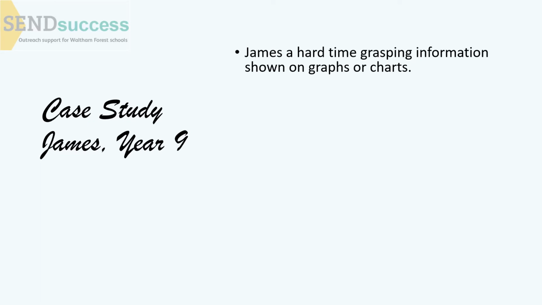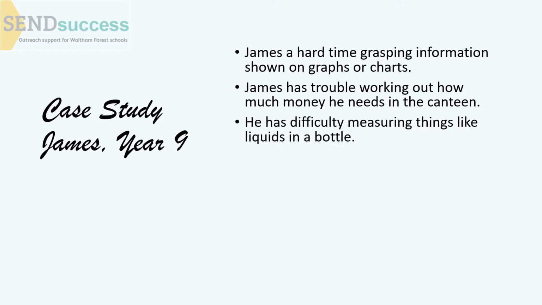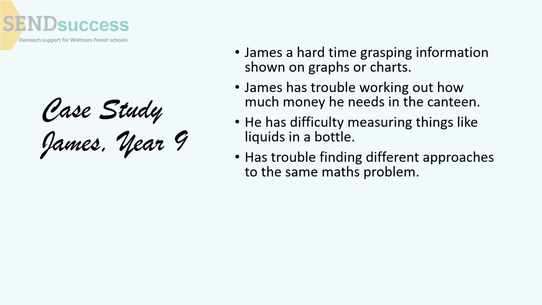So here we have James in year 9 now. He has a hard time grasping information shown on graphs or charts, so it's interpreting the data and extracting what he needs. He finds that really difficult to understand due to his visual spatial difficulties. And trouble working out how much money he needs in the canteen can be embarrassing. And difficulty measuring things like liquids in a bottle in a chemistry experiment. And trouble finding different approaches to the same maths problem. It relates to his impaired ability to generalize and transfer skills confidently.